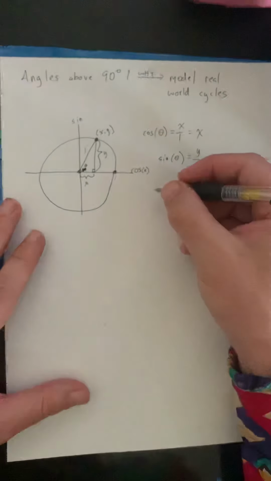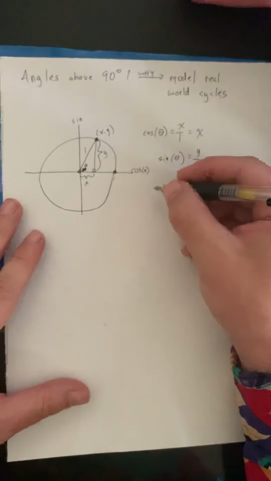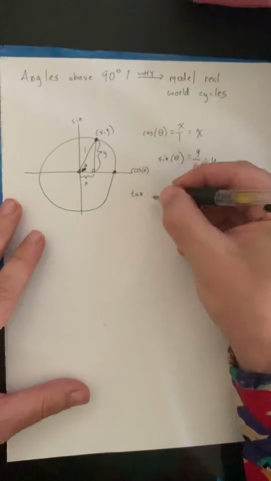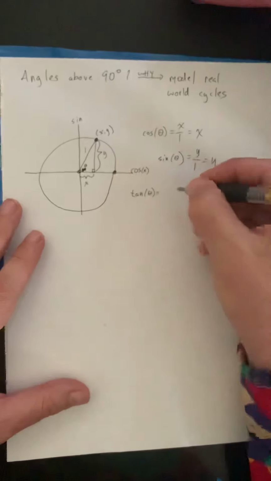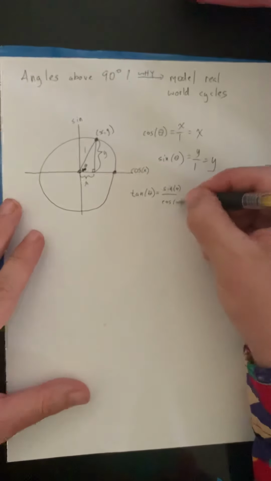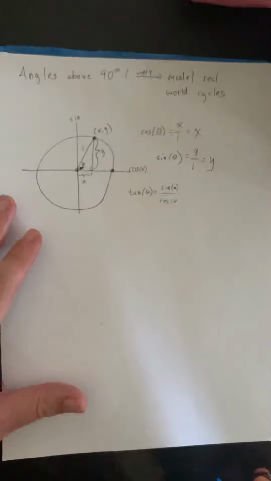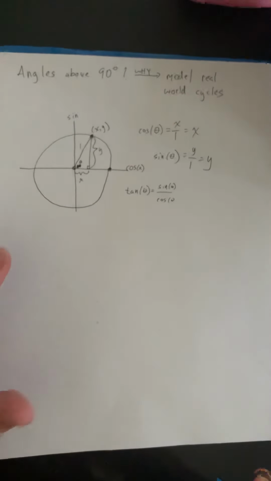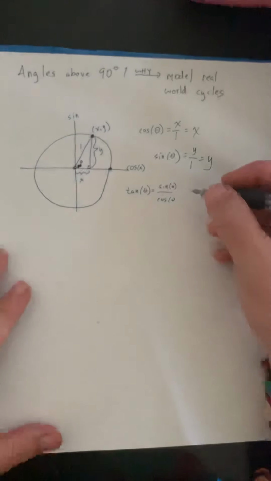You say, does tangent fit in? Yeah, it does, because we know, and maybe we haven't gone over this, but tangent equals sine divided by cos. That's a trig identity. If you divide sine by cos, it equals tangent. If you do opposite over hypotenuse divided by adjacent over hypotenuse, and you have that complex fraction, it simplifies to opposite over adjacent, and that's tangent.